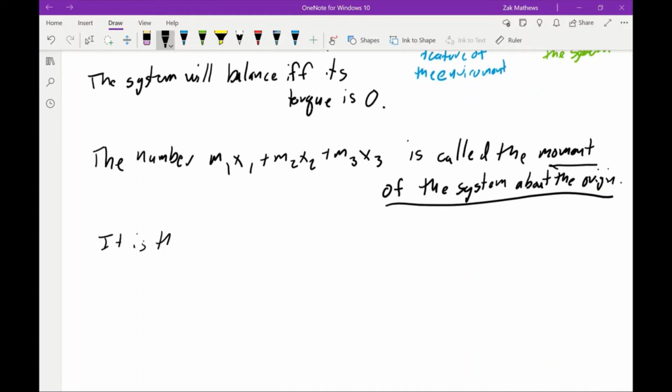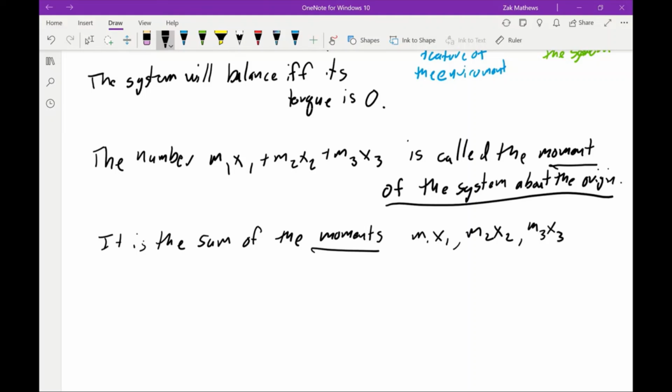It is the sum of the moments m1 x1, m2 x2, m3 x3 of the individual masses. So this makes sense, right? We can look at the system as a whole, or we can look at each component. If we look at each component, each mass exerts a force: m1 times g, m2 times g, m3 times g.